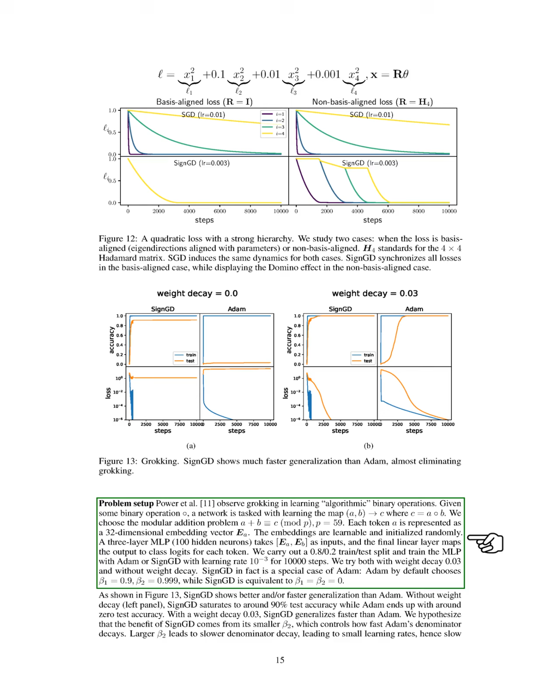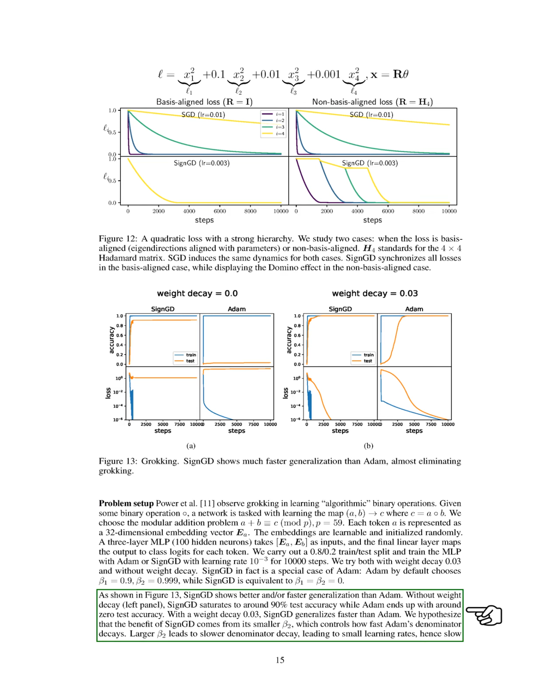We focus on the modular addition problem, where we represent each number as a 32-dimensional embedding vector. A 3-layer neural network processes these embeddings and outputs class logits. We split our data into training and testing sets and train the model using either Adam or SignGD for 10,000 steps, with and without weight decay. Interestingly, SignGD is a specific case of Adam, differing mainly in its parameters. Our results show that SignGD achieves better and faster generalization compared to Adam.